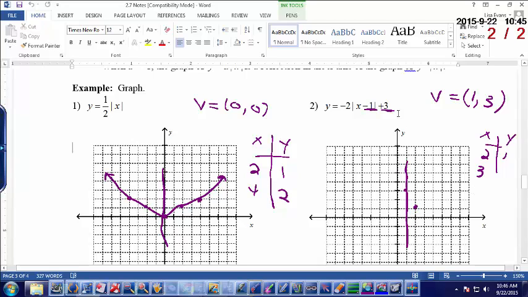And then I'm going to plug 3 in. So 3 minus 1 is 2. Times negative 2 is negative 4. That would be a negative 1. So I have (2, 1) and (3, -1). We're going to reflect those.